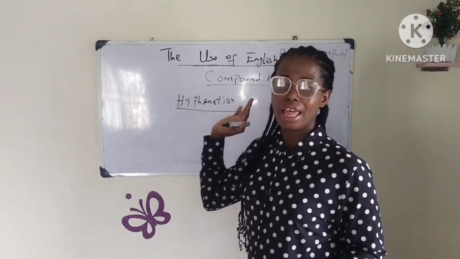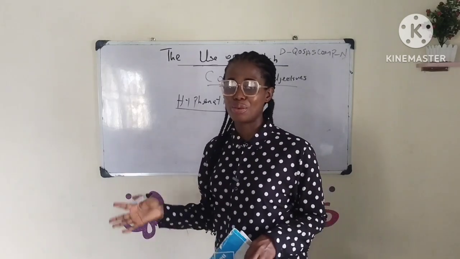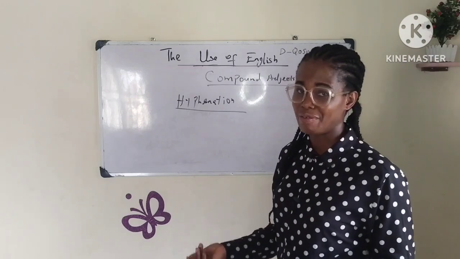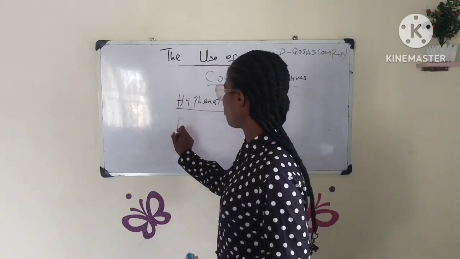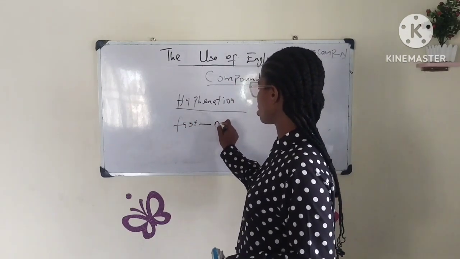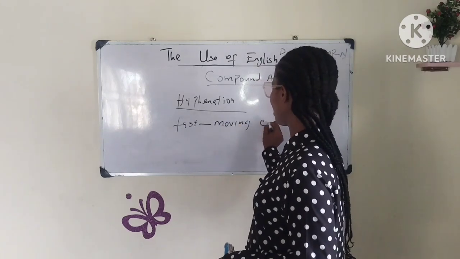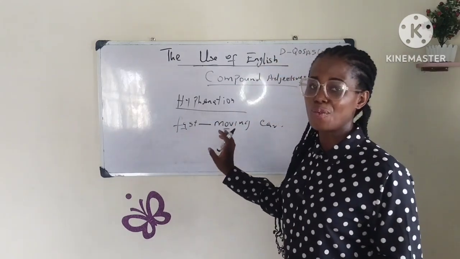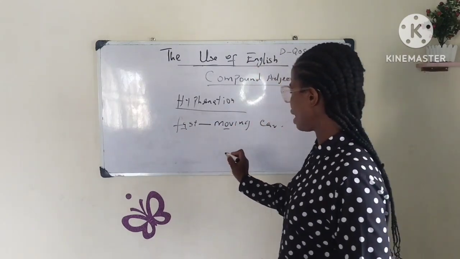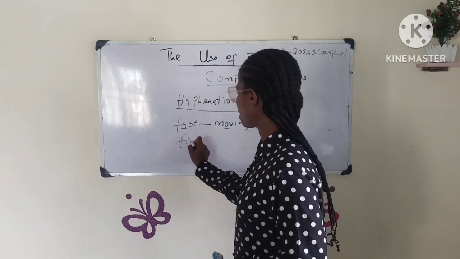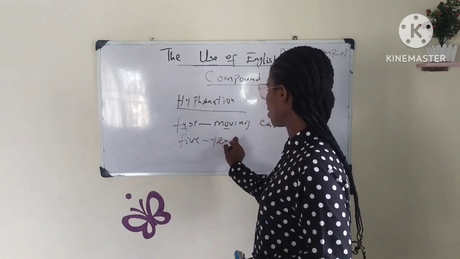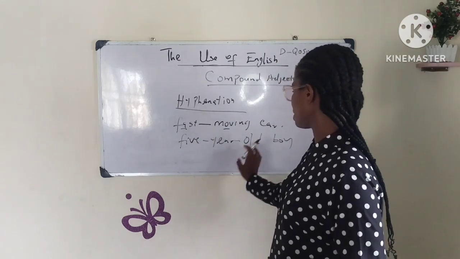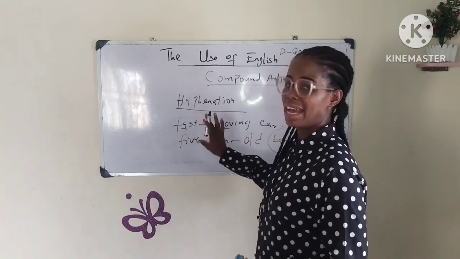Now, in compound adjectives, when you have more than one word coming together to form a single adjective to qualify a noun, you must join the words with a hyphen. For example, a fast-moving car: fast and moving, you have to combine the two words with a hyphen. Another example, a 5-year-old boy. You have to combine the three words that describe the boy with hyphens.